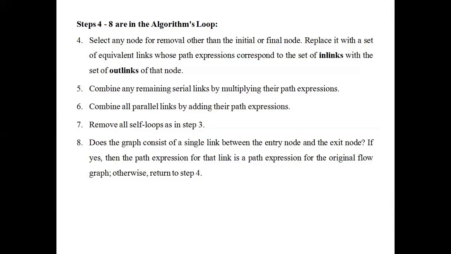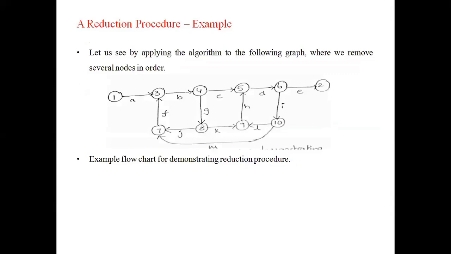So we will see this algorithm with an example. This is a reduction procedure that has to be applied to this flow graph. For example, this is a flow graph which consists of nodes 1 to 10. Here the entry node is 1, and the exit node is 10. It is not compulsory that the entry node should be 1 and the exit node should be 10.